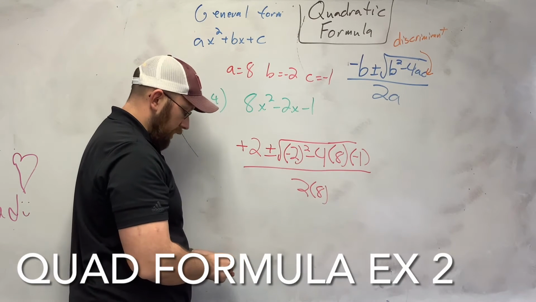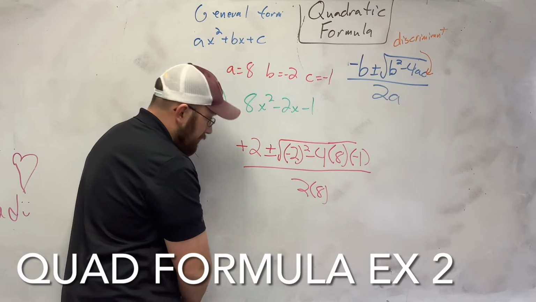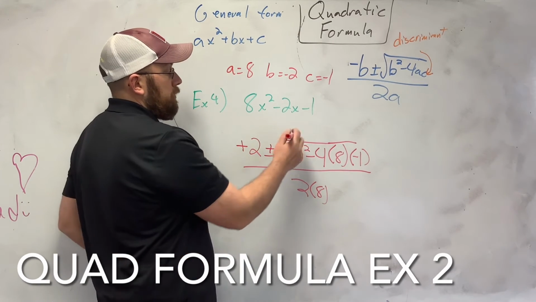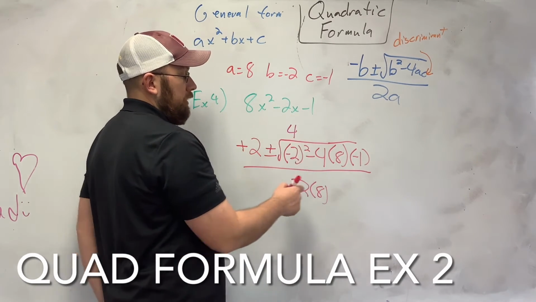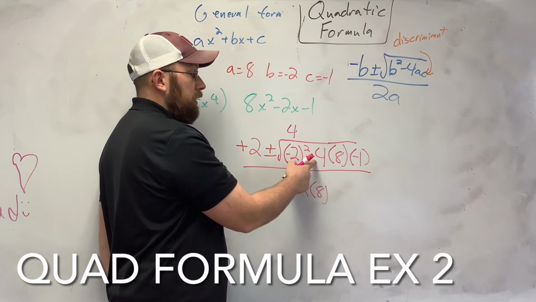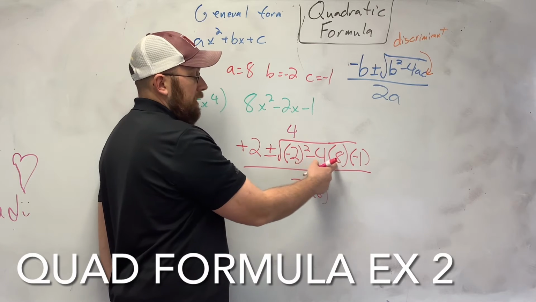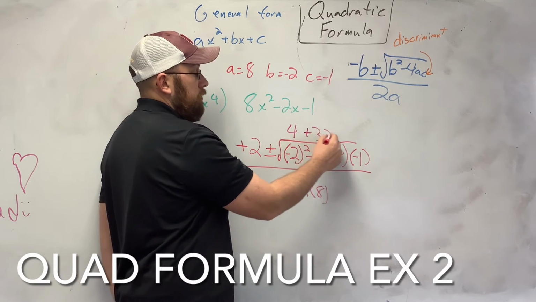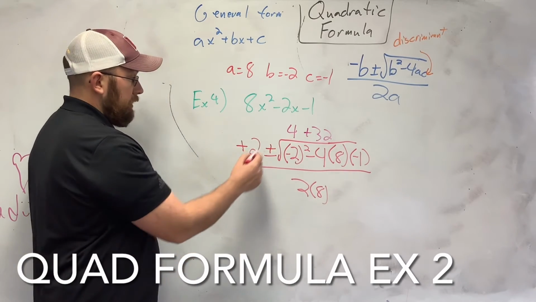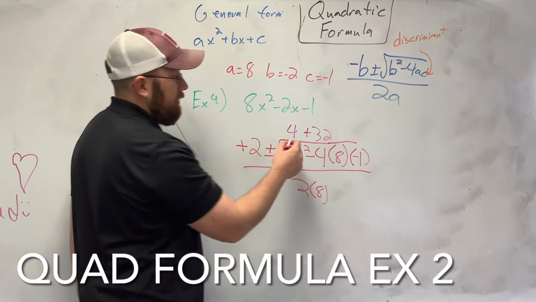And now I solve. I do what's in here first. So -2 squared is 4. -1 times 4 is -4, so minus a -4 is plus 4. Times 8 is plus 32. So this one's going to be much better than the last one. So that gives me 36.